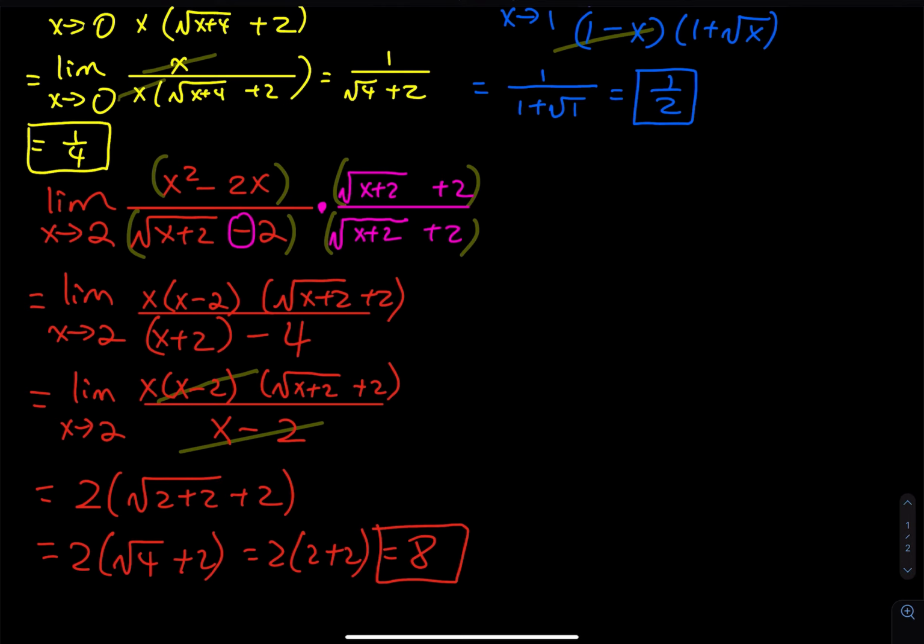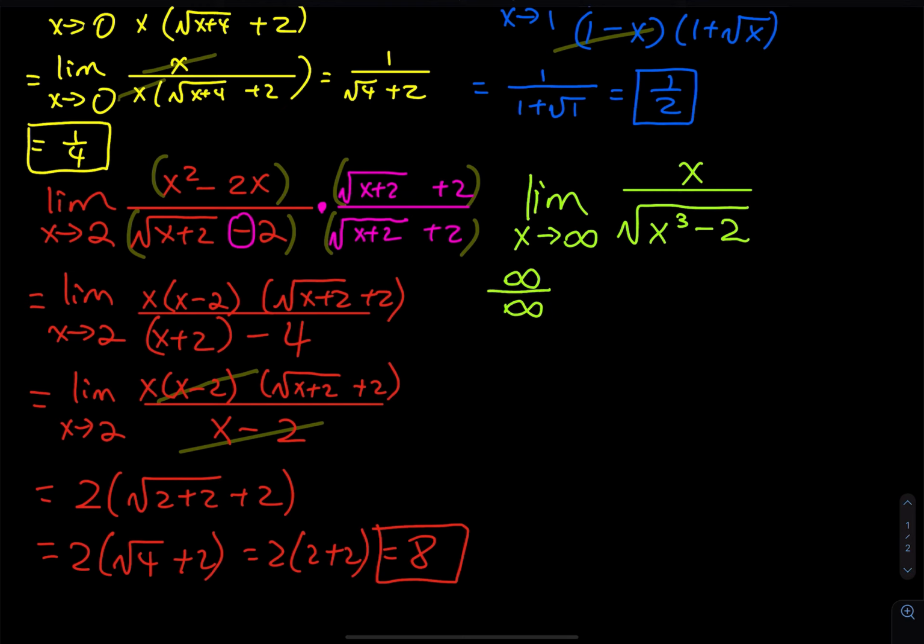Okay, one more. So this one, I will do a limit as x approaches infinity, shall we? So how about x divided by, look, I have the square root of x to the third minus 2. When you plug in infinity, you will get infinity over infinity. This cannot be determined. It is not equal to 1. Infinity over infinity is not equal to 1. 0 over 0 is not equal to 0. Whenever you see infinity over infinity or 0 over 0, they cannot be determined.